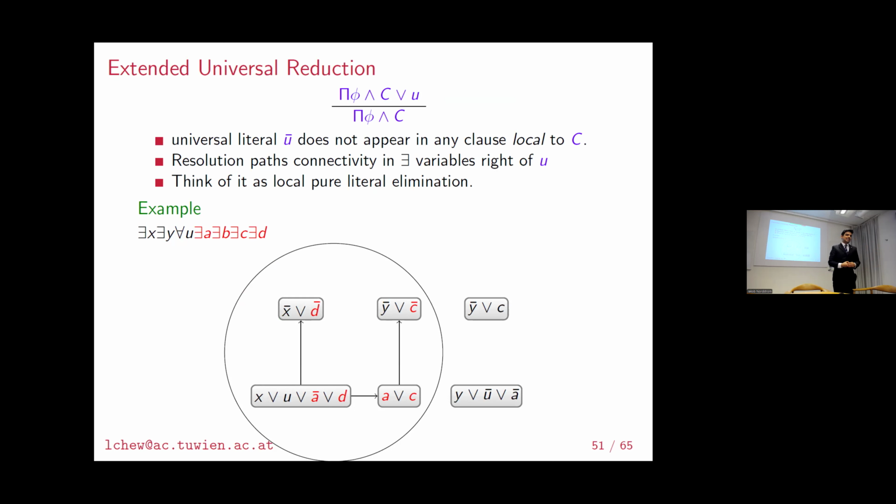But the idea is that you have a sense of locality of other clauses, and if the universal literal not U does not appear in that local sense, then it's kind of locally pure, and you can do some sort of pure literal elimination on the universal variable. The way that you connect things is by resolution paths. Here we have this particular clause with these blocking literals A and D, right? But if we try to create a resolution path to any of the other clauses, we never reach a clause that contains not U here, right?